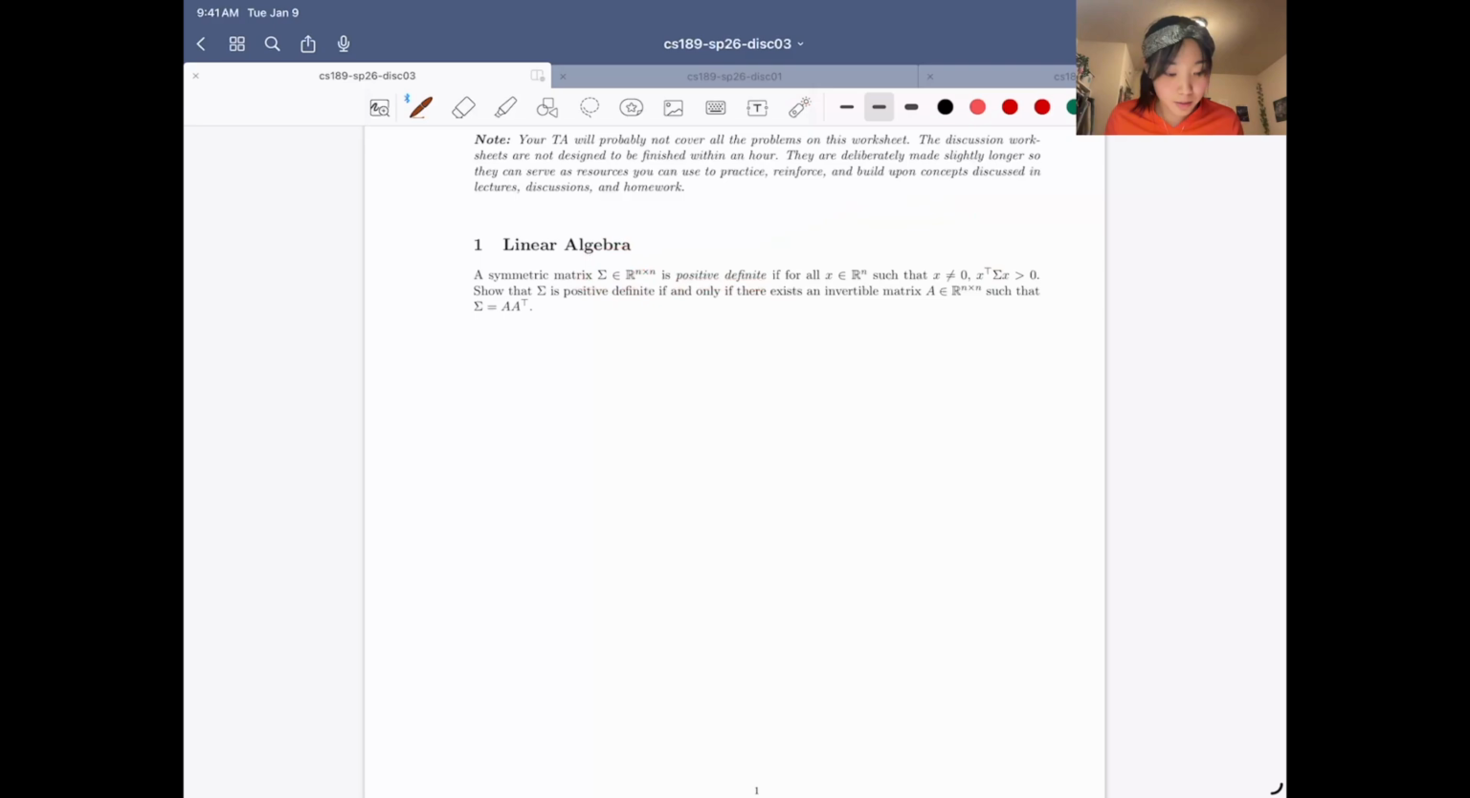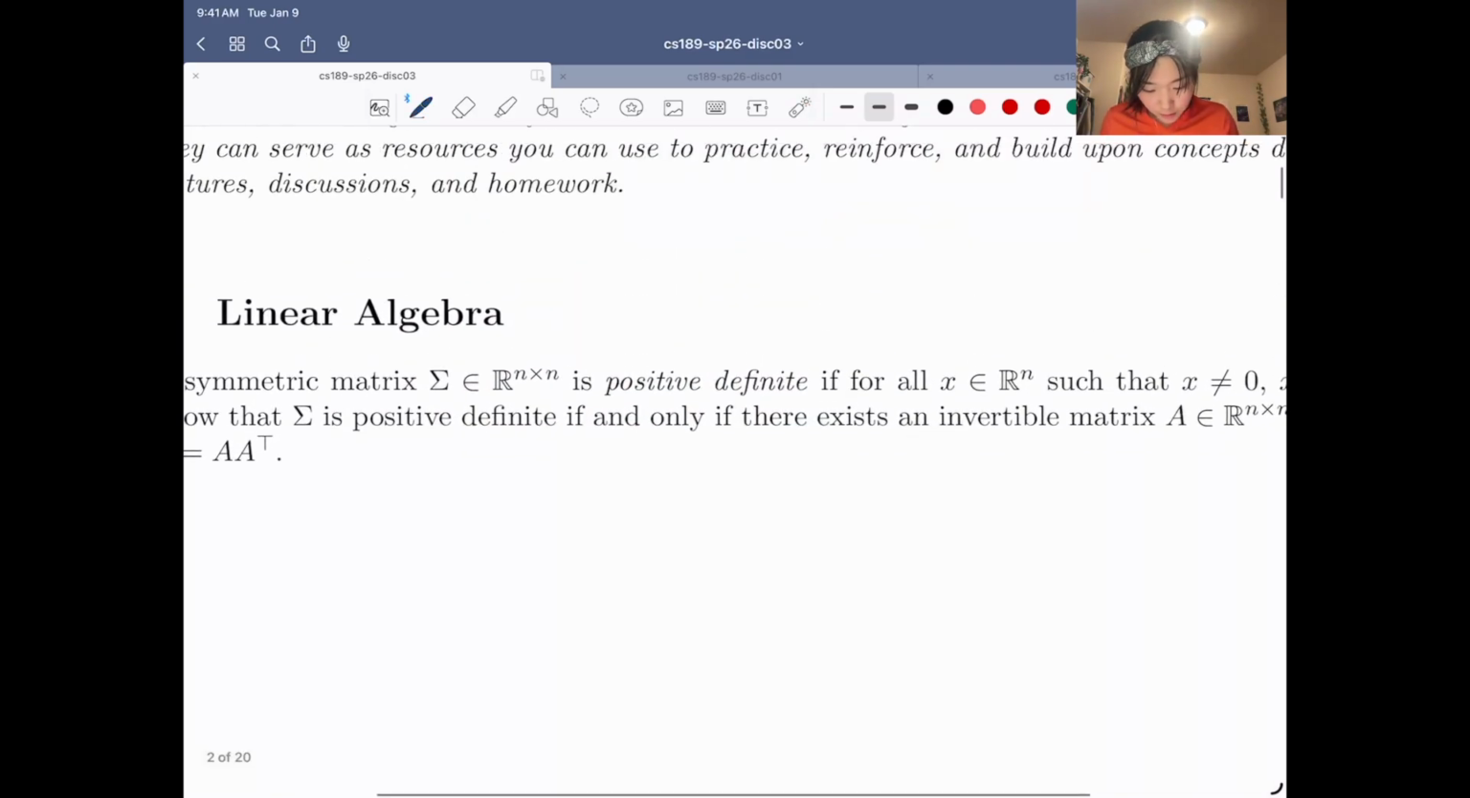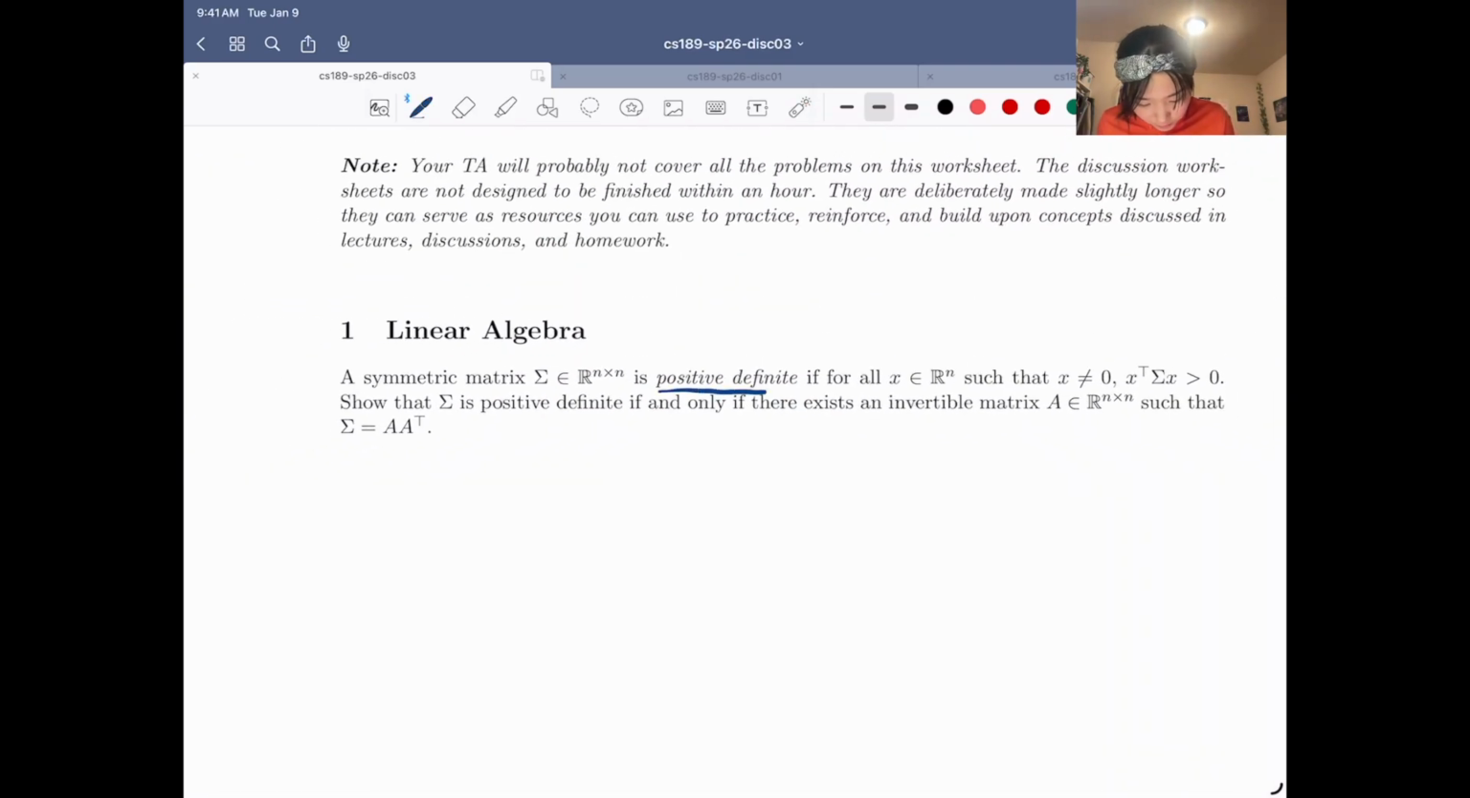Another thing that I want to note is what positive definite means. The definition of positive definite is that all the eigenvalues of this matrix are strictly positive. So that's going to be really important.